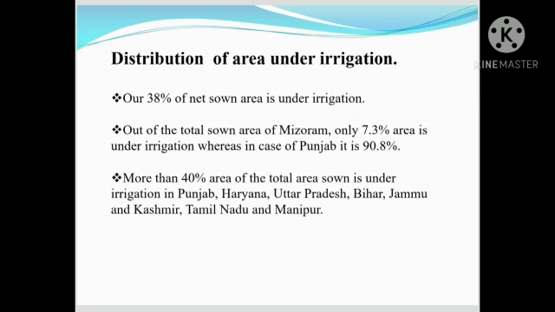Distribution of area under irrigation. Our 38% of net sown area is under irrigation. Out of the total sown area of Mizoram, only 7.3% is under irrigation, whereas in the case of Punjab, it is 90.8%. More than 40% of the total sown area is under irrigation in Punjab, Haryana, Uttar Pradesh, Bihar, Jammu and Kashmir, Tamil Nadu and Manipur.